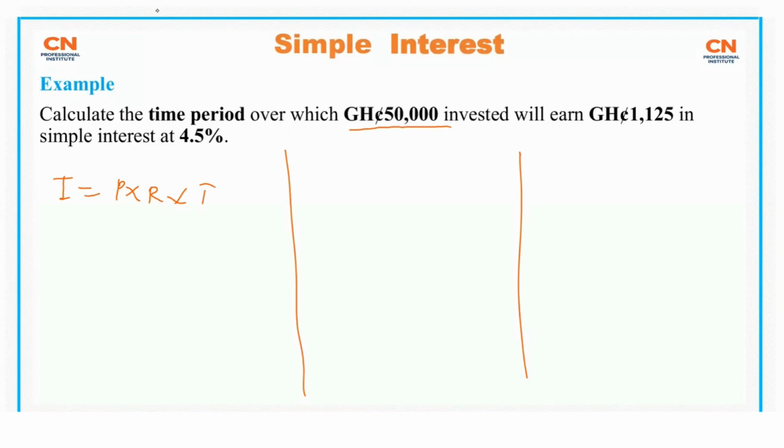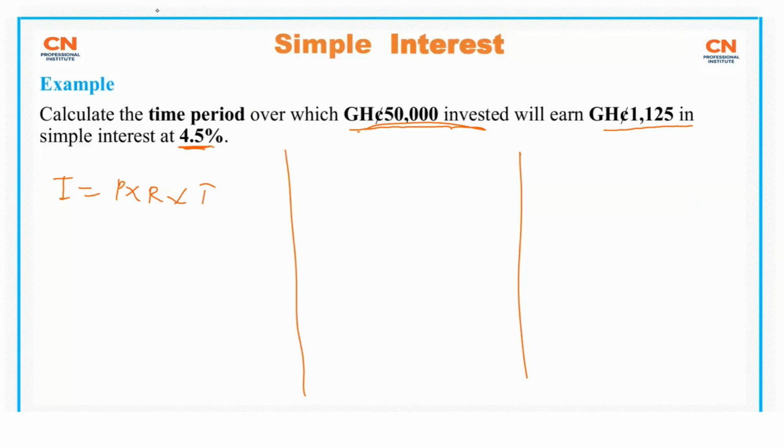50,000 was invested. So this 50,000 is the principal. I told you the amount we initially invest, or the amount we initially take as a loan, is the principal. The initial amount is the principal. So we are still doing change of subject. The 50,000 is the principal. Then we'll earn 1,125 in interest. So the 1,125 is the simple interest. And then we have the rate. The rate is 4.5%.